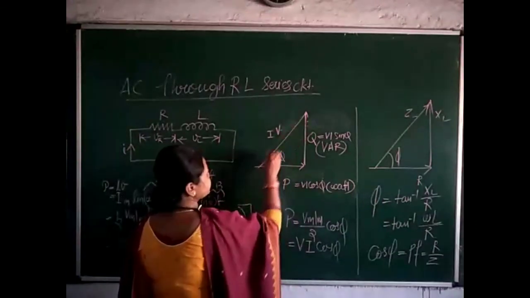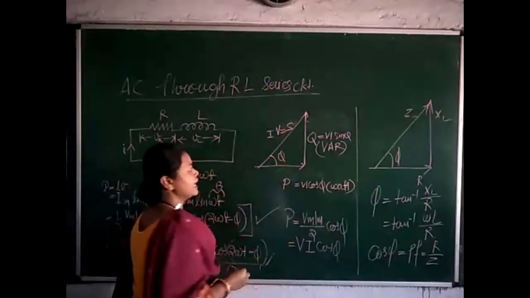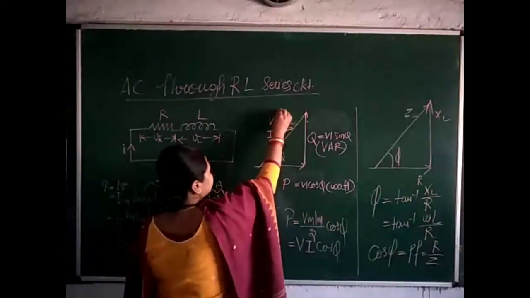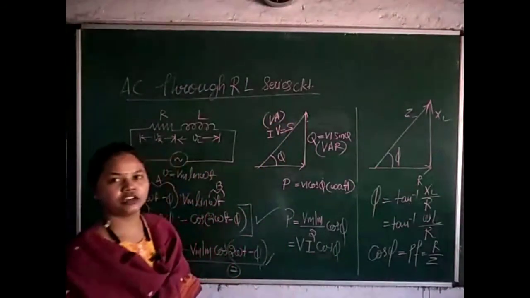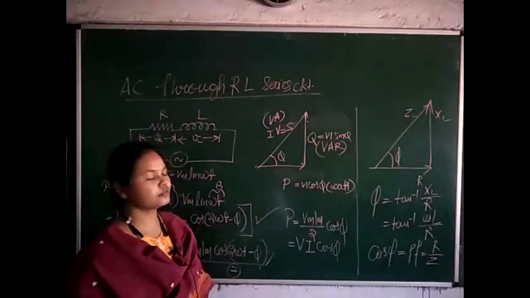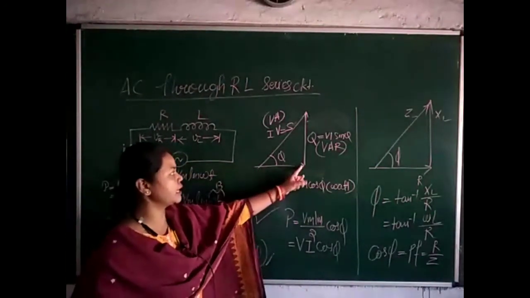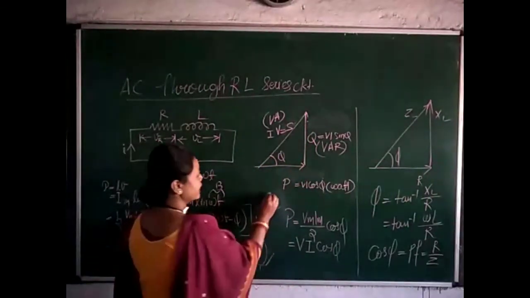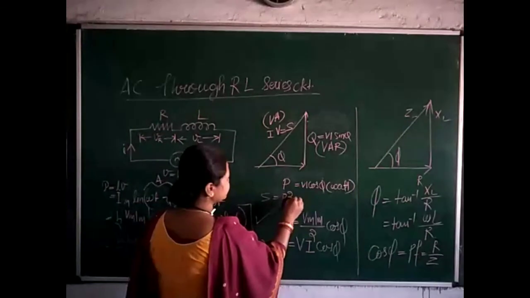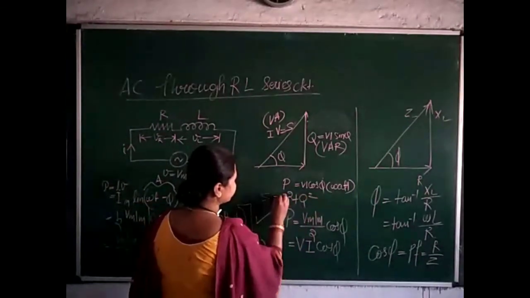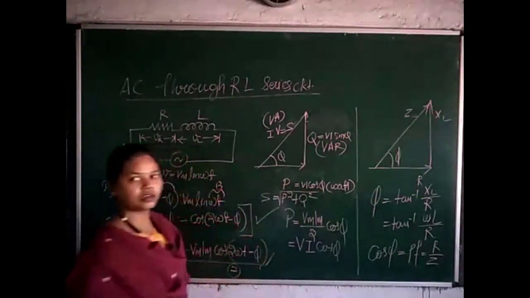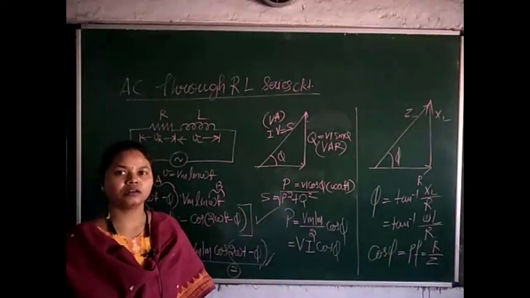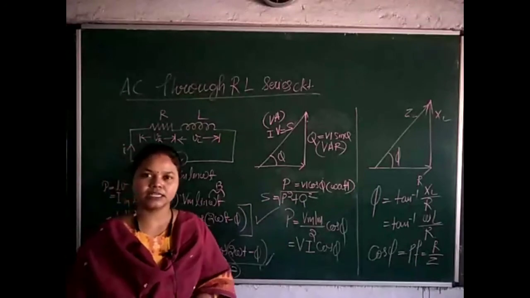And the hypotenuse is called the apparent power represented by S, and its unit is volt ampere, which is the phasor sum of the real power and reactive power. You may write S is equal to the square root of P square plus Q square. Okay, this is the power triangle for RL series circuit.